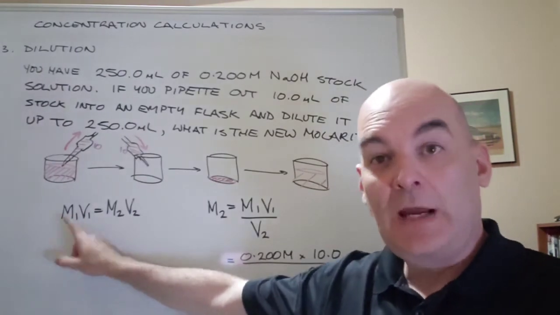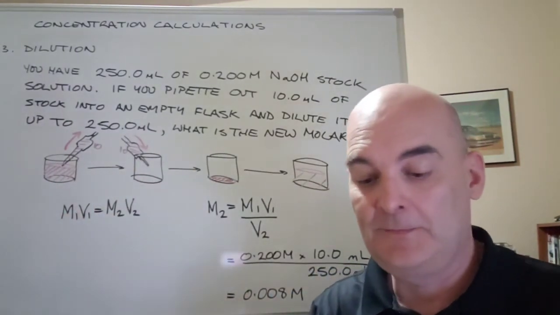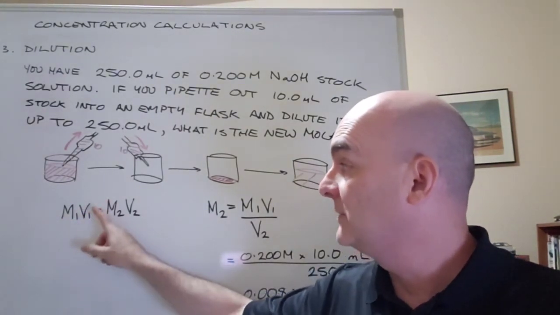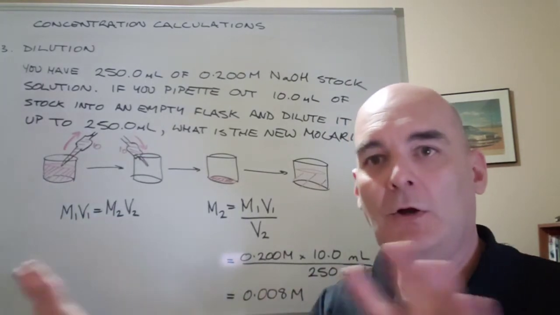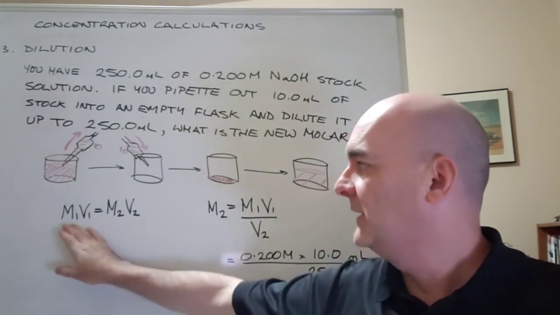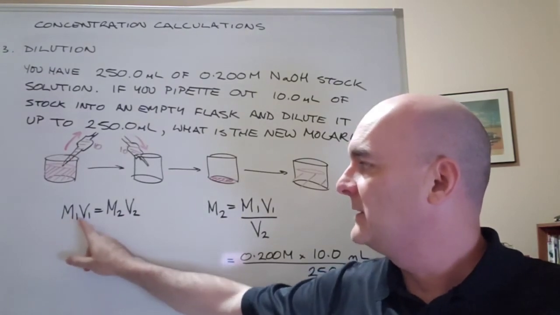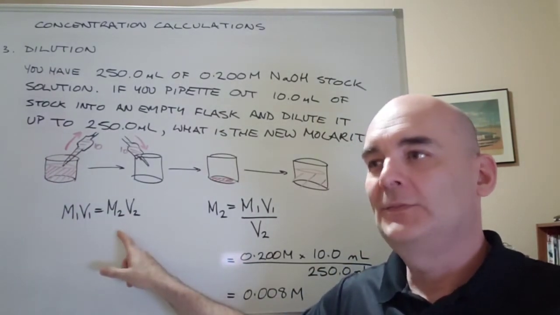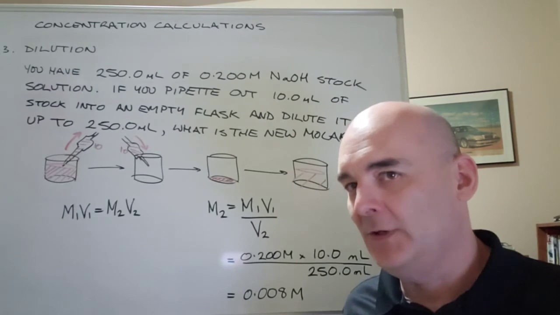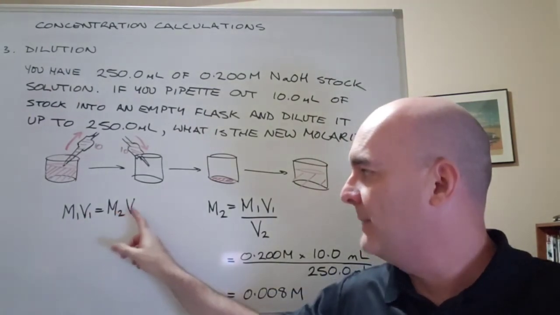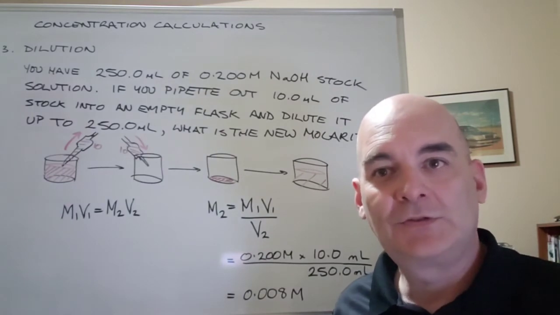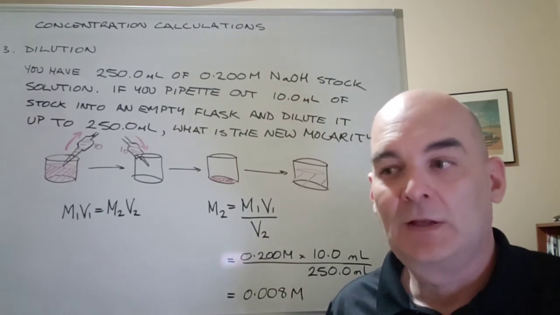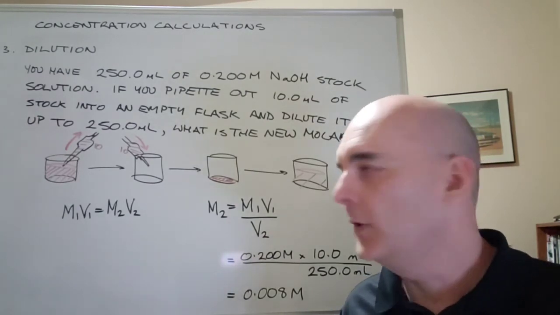Well, it turns out that we saw in a previous example that molarity times liters is moles. And because that's going to be the same on both sides, the molarity times volume that we start with is equal to the molarity times the volume that we finish with, so that M1V1 equals M2V2. So the numbers are all in the question. All I have to do is rearrange this so that it gives me the number that I'm looking for.